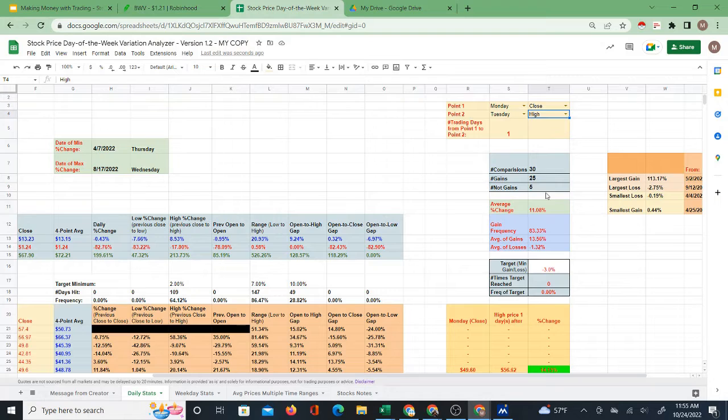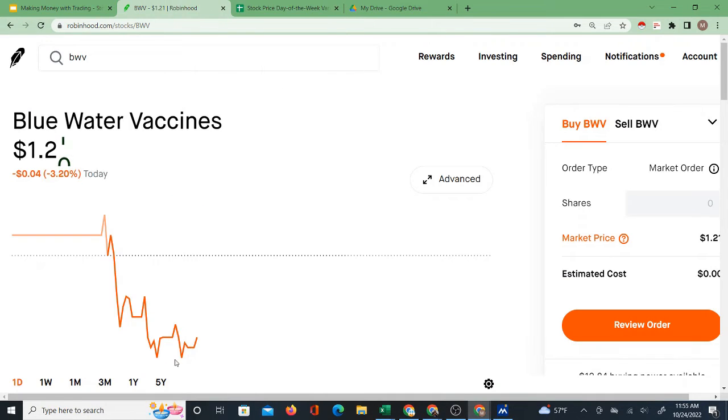And so what I want you to do is to take a look at this. See that it's very low. It's dropped very low today. And then I want you to see if it comes up a lot higher later in the day. So far the low was $1.20, the lowest price it hit today.